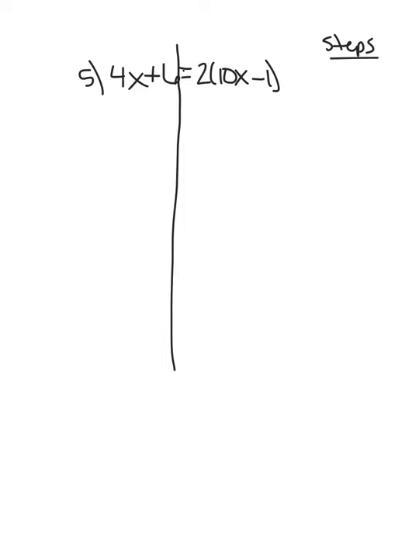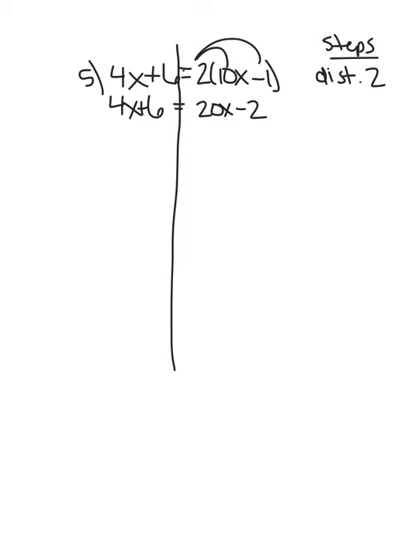So 4x plus 6 is simplified, so we leave that alone. 2 times 10x minus 1 means that the first thing we need to do is distribute the 2, right? We're going to multiply that. 2 times 10x is 20x, and then 2 times negative 1 is minus 2. So here we go. We have 4x plus 6 equals 20x minus 2.